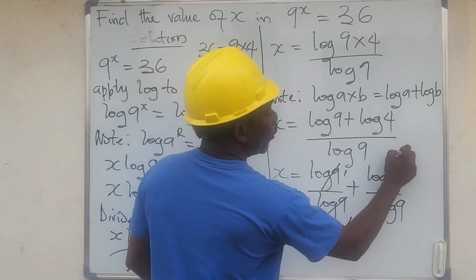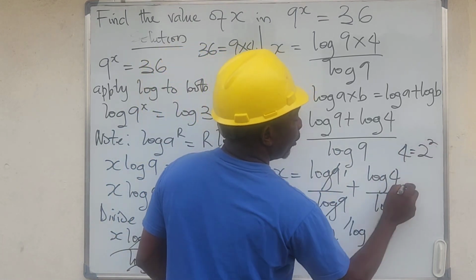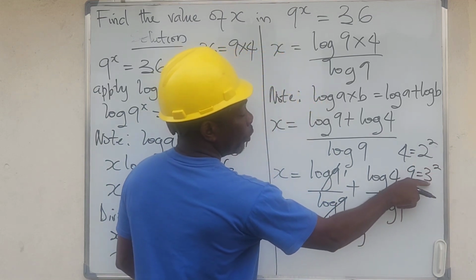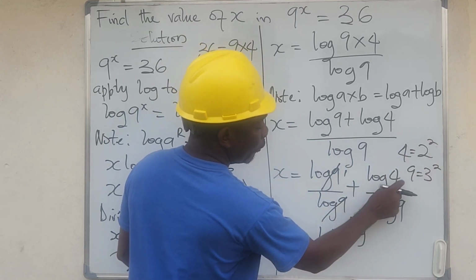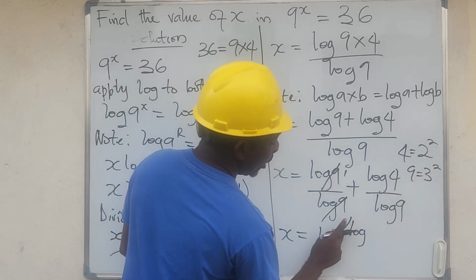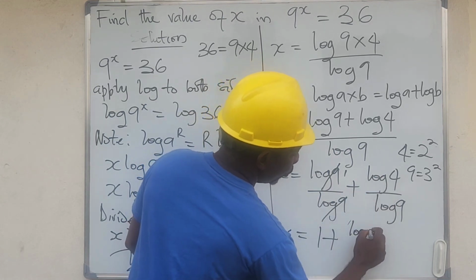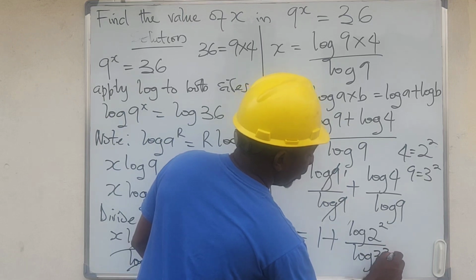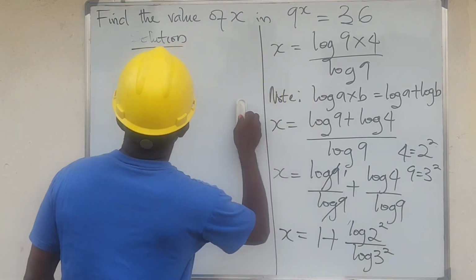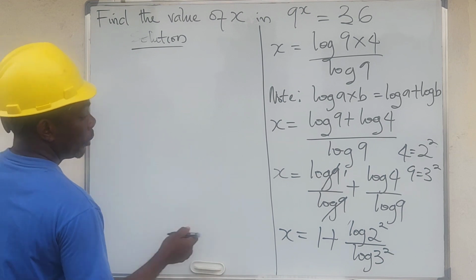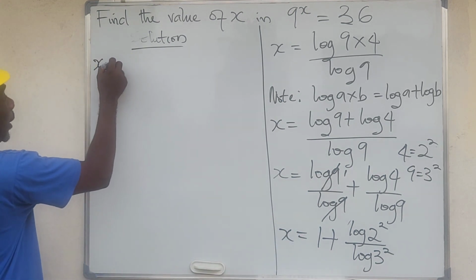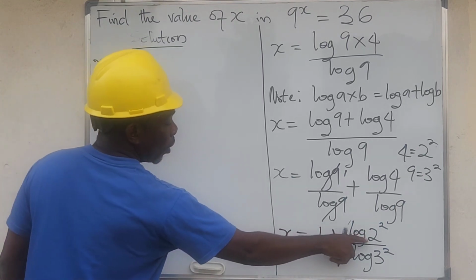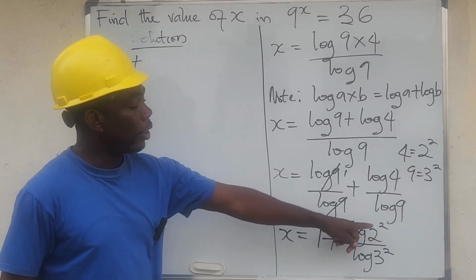Here 4 equals 2 raised to the power of 2, and also 9 equals 3 raised to the power of 2. We are going to substitute that where we have 4 and 9. So here it will be log 2 raised to the power of 2 all over log 3 raised to the power of 2. So our x equals 1 plus this.